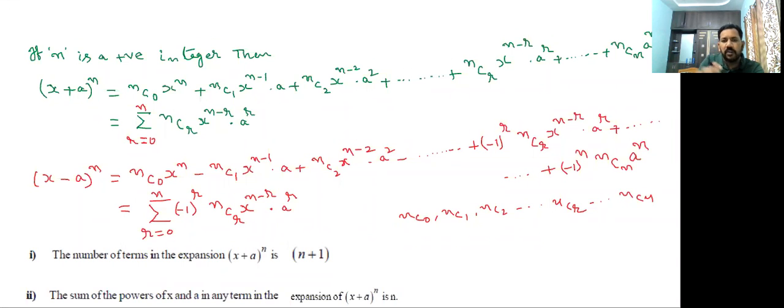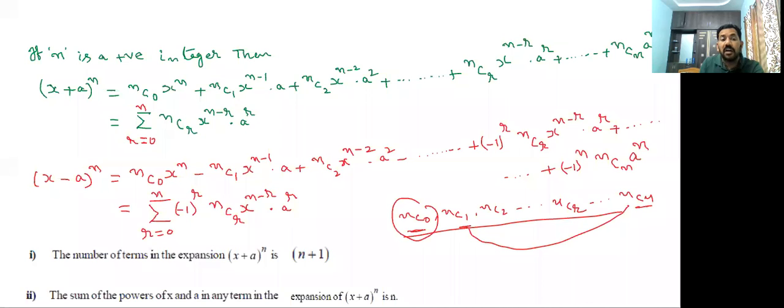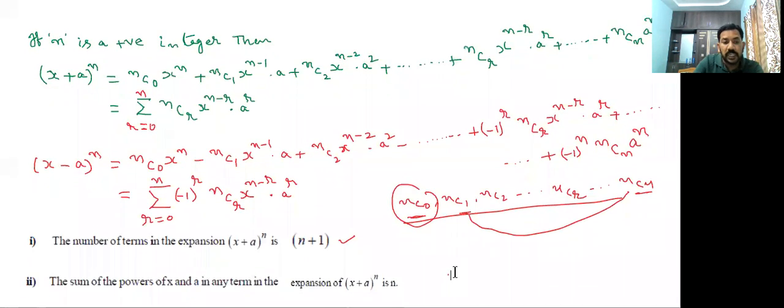Now see here, I have written two expansions. Take any one of the expansions and count the number of terms. It starts with nC0 and ends with nCn. From nC1 to nCn there are n terms, and this term is extra. Totally there are n plus 1 terms in a binomial expansion. For trinomial, quadrinomial, it is going to change. So the number of terms in the expansion of (x plus a) whole power n is n plus 1. Now, next point.